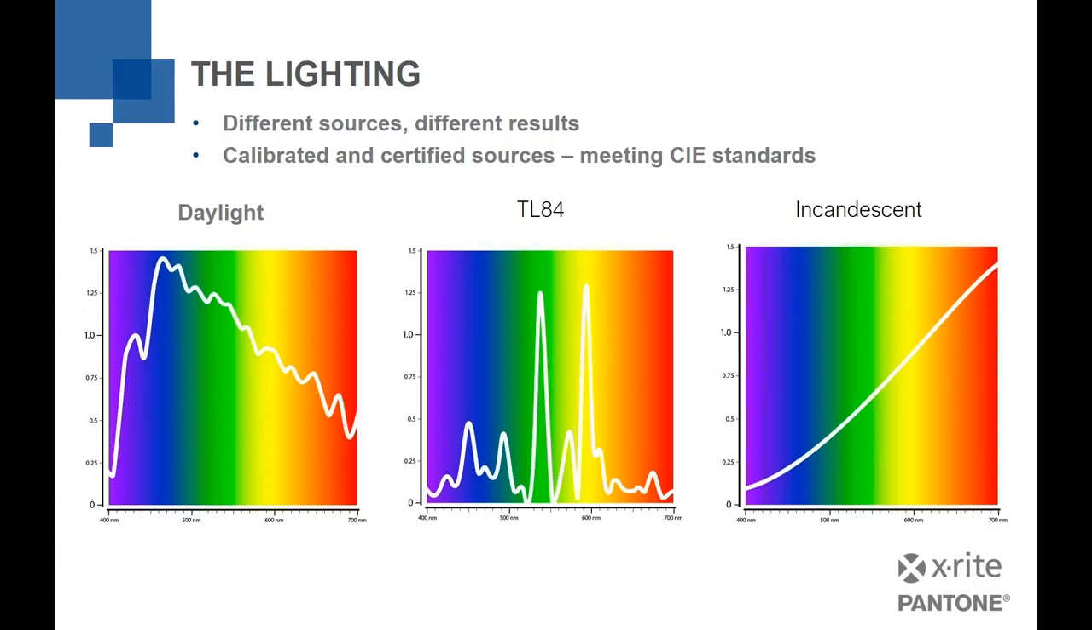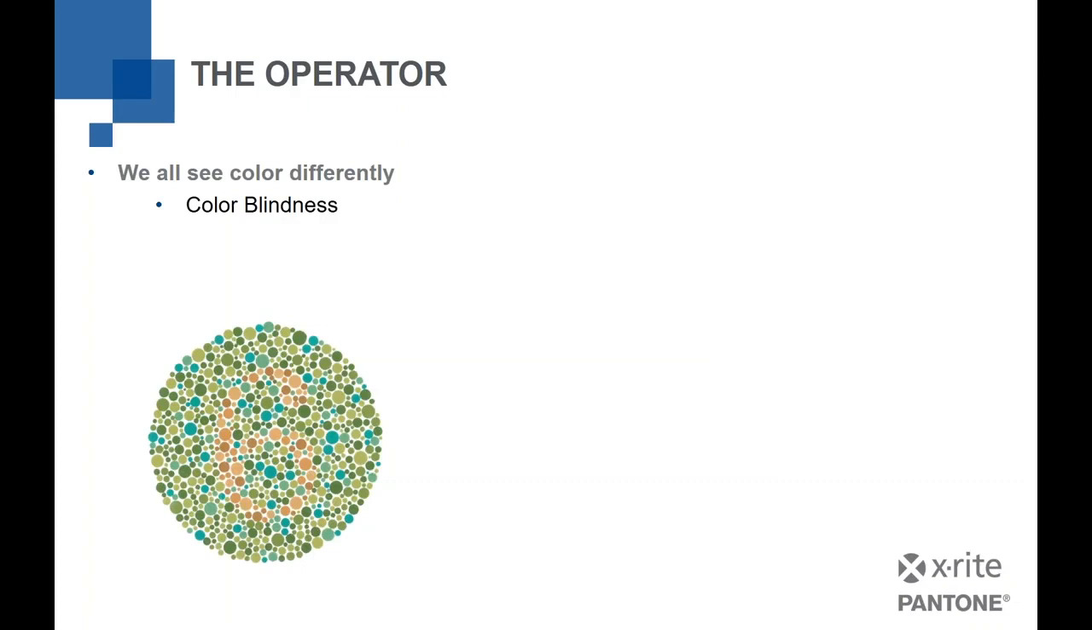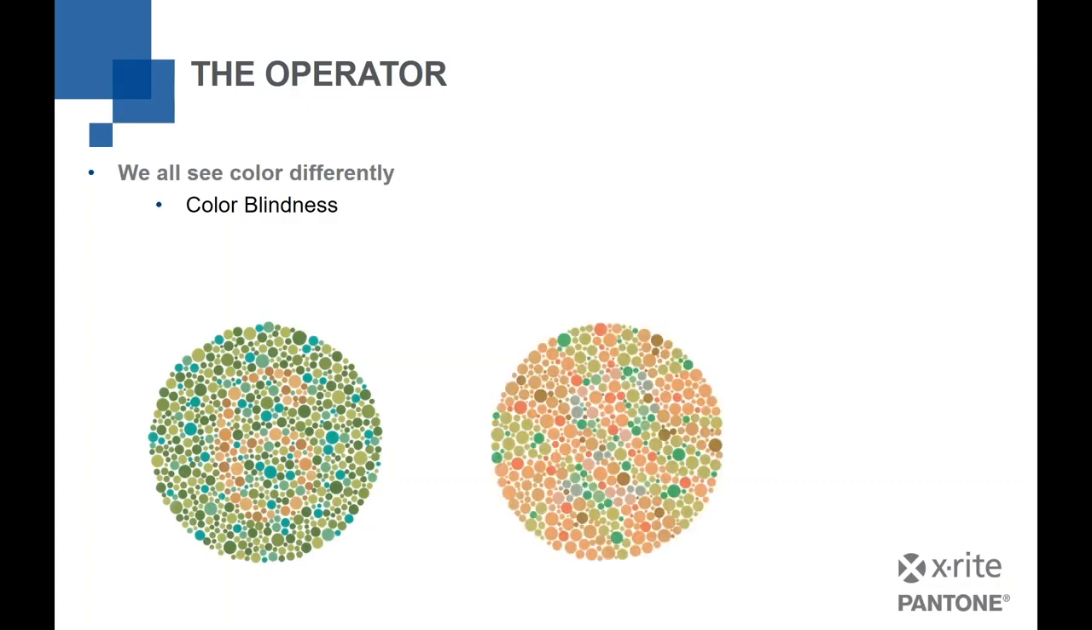It's equally important that we deal with the operator. Why? Because we all see color differently. We're individual people. We have different vision. Some of us are affected by color blindness. In men, it's 1 in 13 men. That's 8.5% of the male population that is colorblind, which means if someone who is colorblind looks at these two circles of dots, they can't see the numbers that are in them.